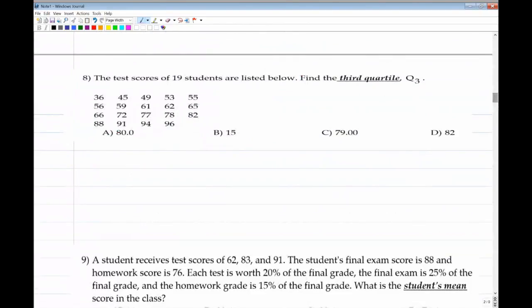Now we move to the next problem, and the next problem says you have a list right here, and the question is to find the third quartile. Now, according to our list, or according to our setting, when you have a set like this one, this would be your Q1, this would be your Q2, this would be your Q3. Right here, this would be the maximum value, and the other side, that would be your minimum value.